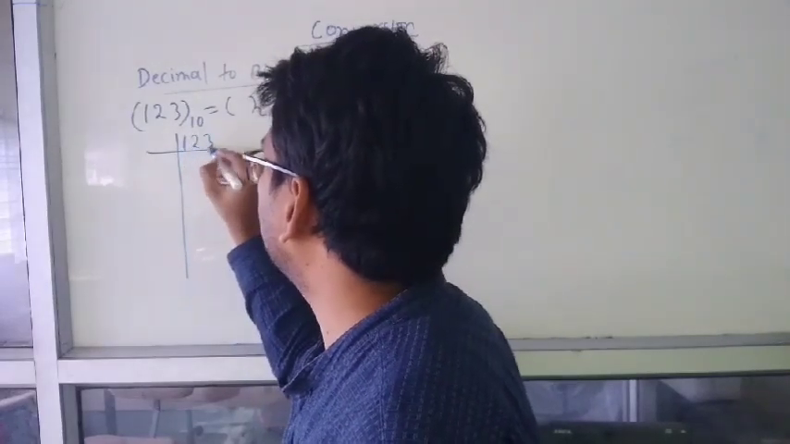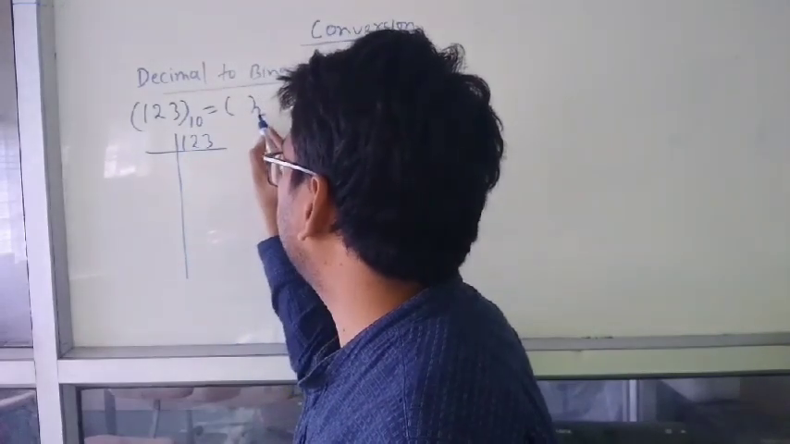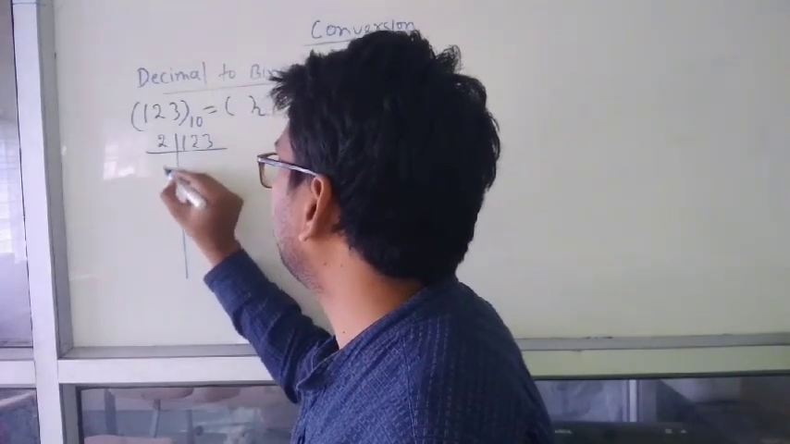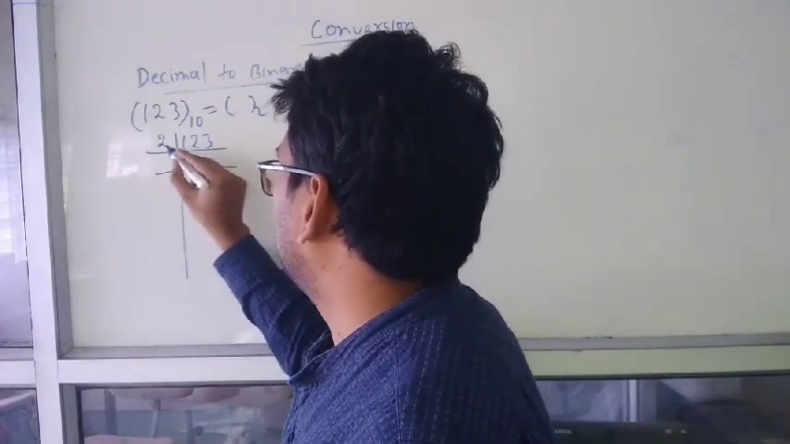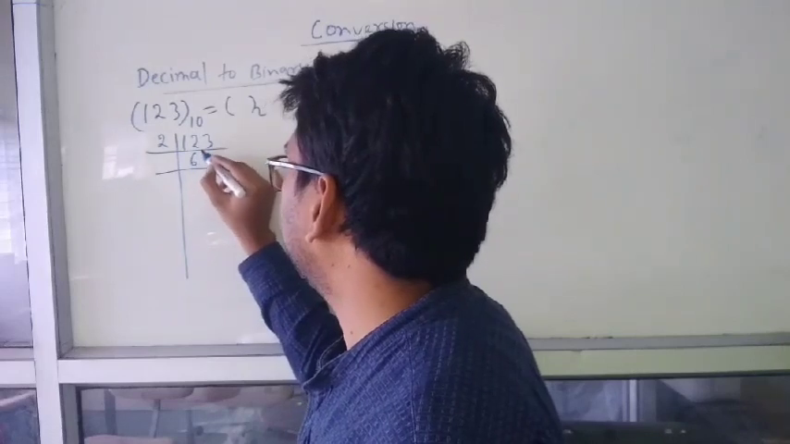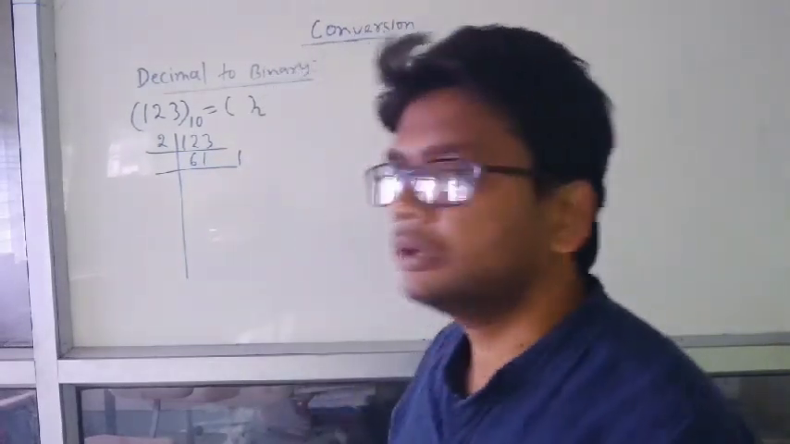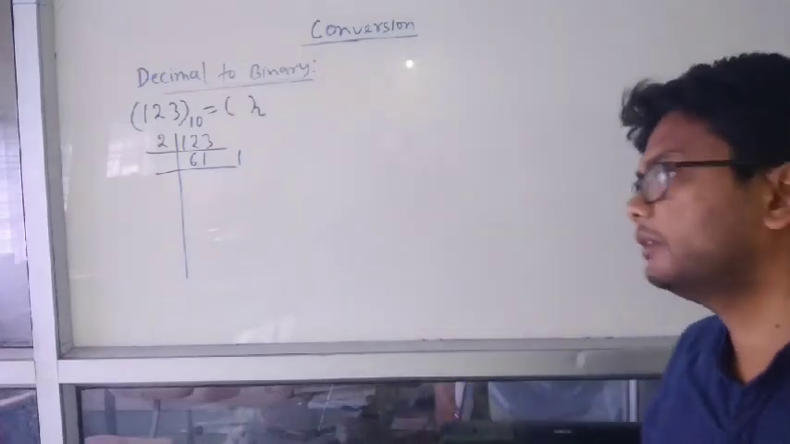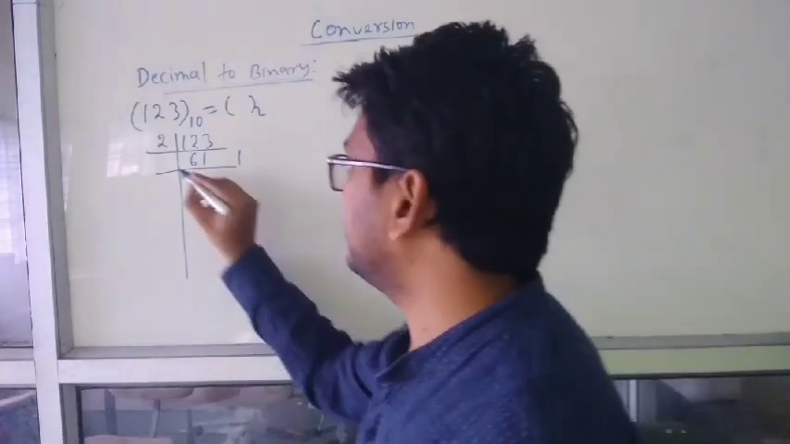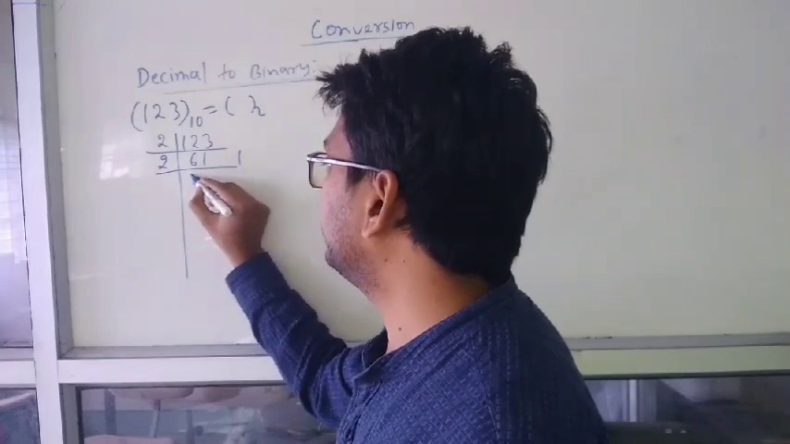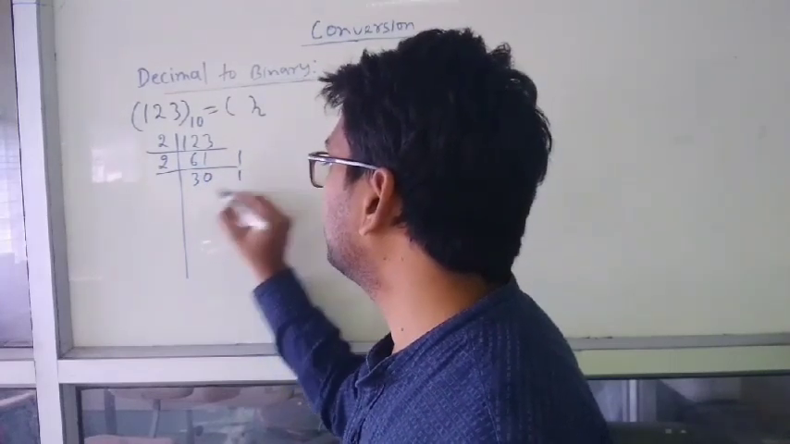Like if we have the value 123 and the base is 2, then we have to divide it by 2. 123 divided by 2 gives 61, and the remainder is 1. Then 61 divided by 2 gives 30, and the remainder is 1. Then again we divide 30 by 2.